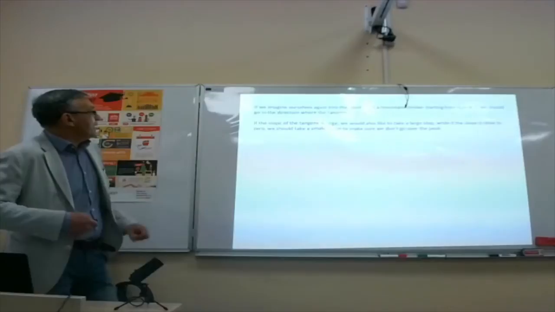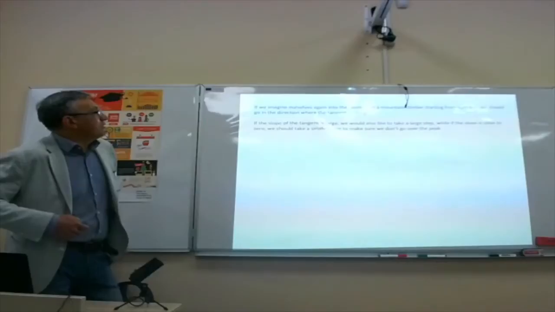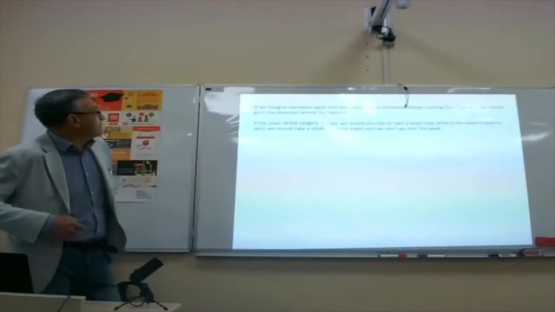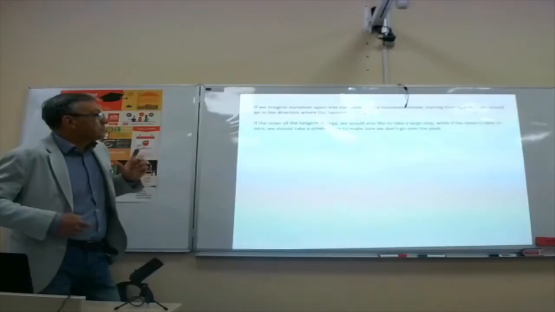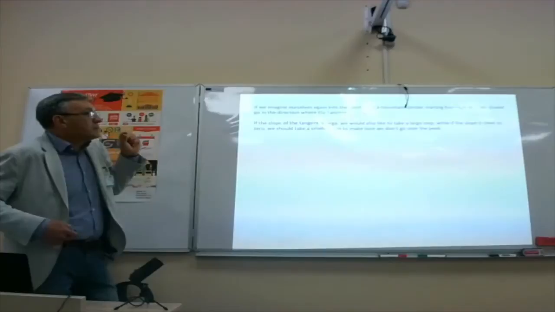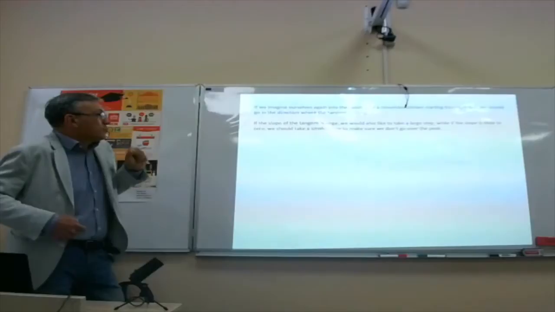If we imagine ourselves again in the position of a mountain climber, starting from the specified point, minus 2, we should go in the direction in which the tangent is rising. If the slope of the tangent is large, you would also like to take a large step. While the slope is close to zero, we should take a smaller step to make sure we don't go over a peak.